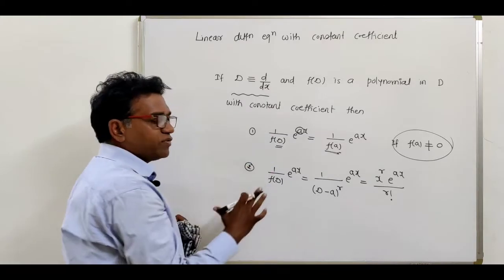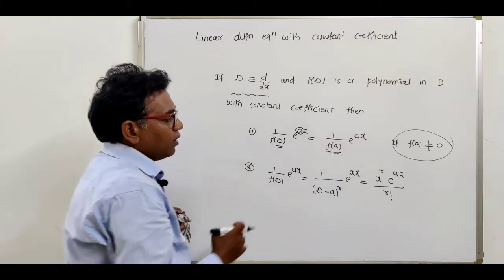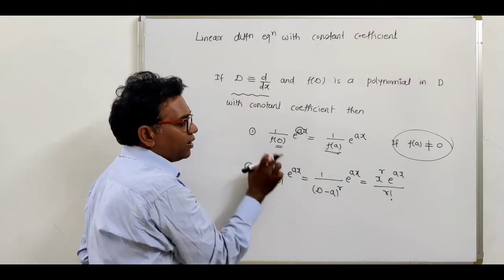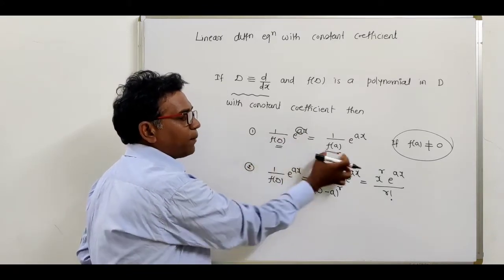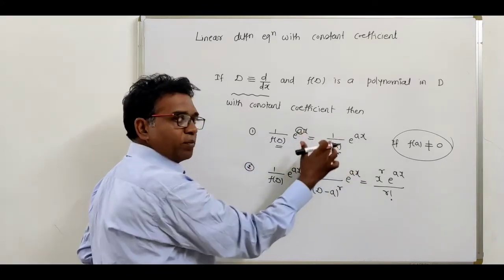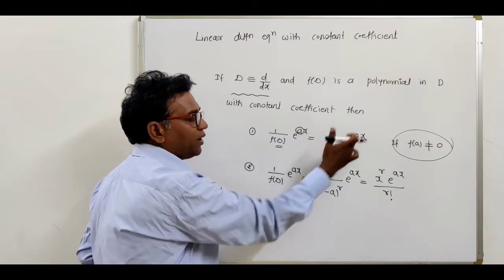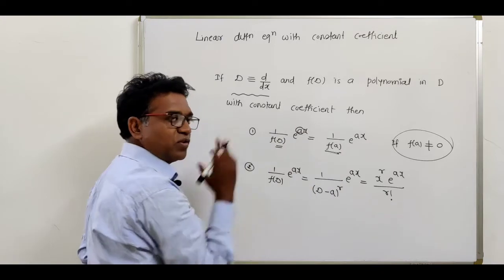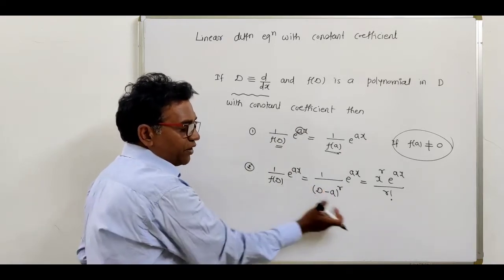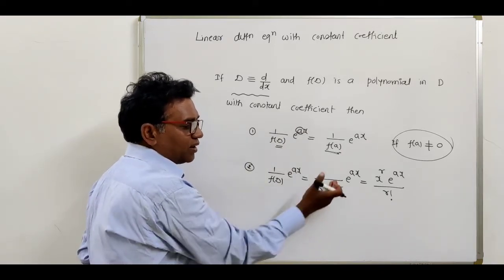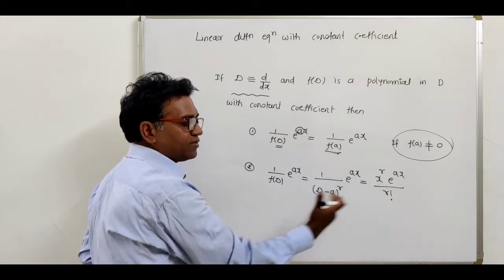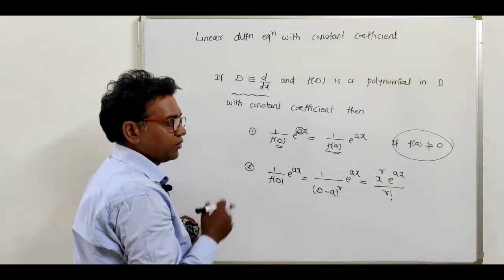So see, we have these two formulas. 1 upon f(D) into the exponential term is given by the formula: just replace this D by this a. So this will be the formula 1 upon f(a) into e raised to ax. This formula is valid for the non-zero denominator. And if the denominator is 0, then this is the formula: x raised to r into e raised to ax divided by r factorial.